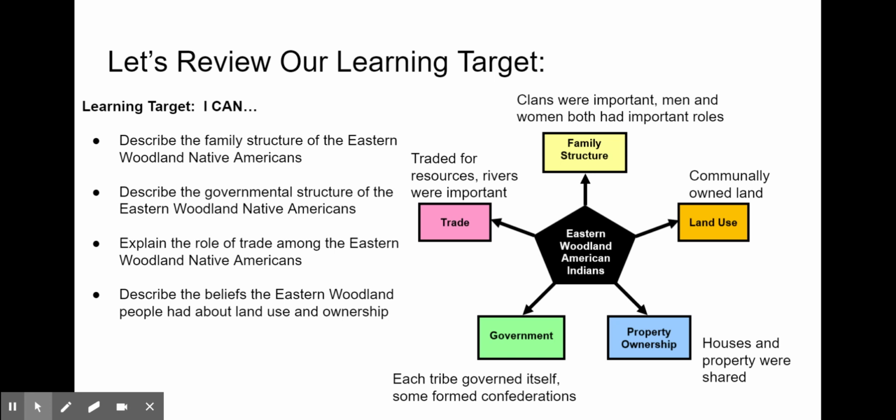Let's review our learning targets. The people of the Eastern Woodland tribes were organized into clans, and men and women both had important roles. Each tribe governed itself, but also formed confederations with other tribes. The land was communally owned, meaning it was for everyone, and no one truly owned it. Houses and other property were shared among the tribe, and tribes traded for items made from resources not available in their area. Rivers were important in making this trade possible.